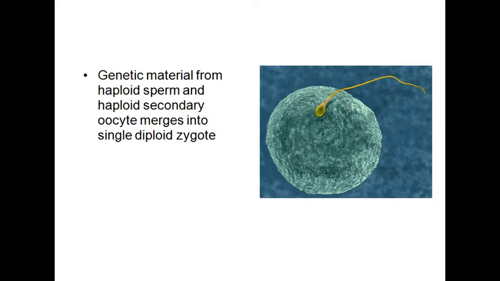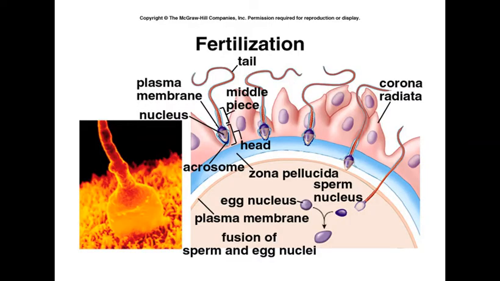You can even put this in the definition of fertilization: the process in which the fusion of male and female gametes take place, resulting in a single diploid zygote, is known as fertilization, right. So here we can see the process of fertilization and both reactions occurring here.